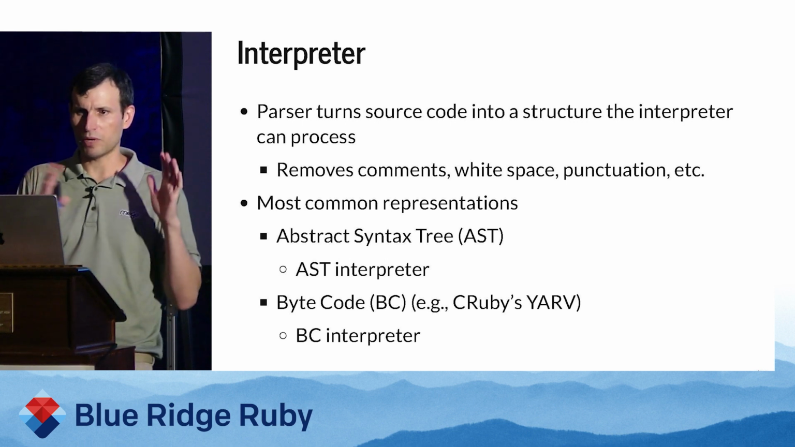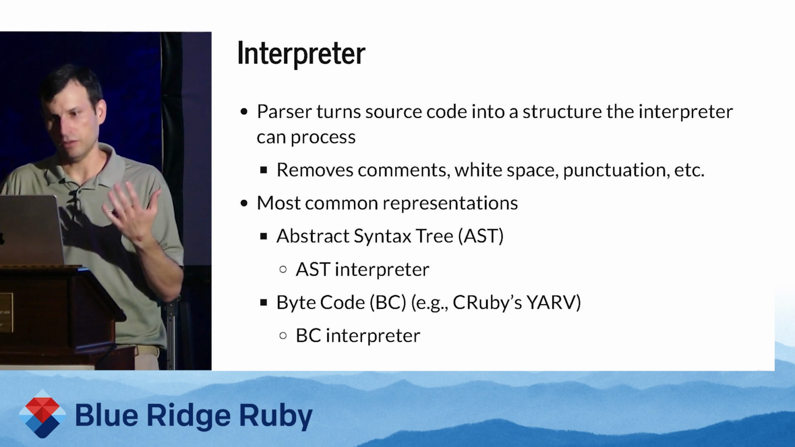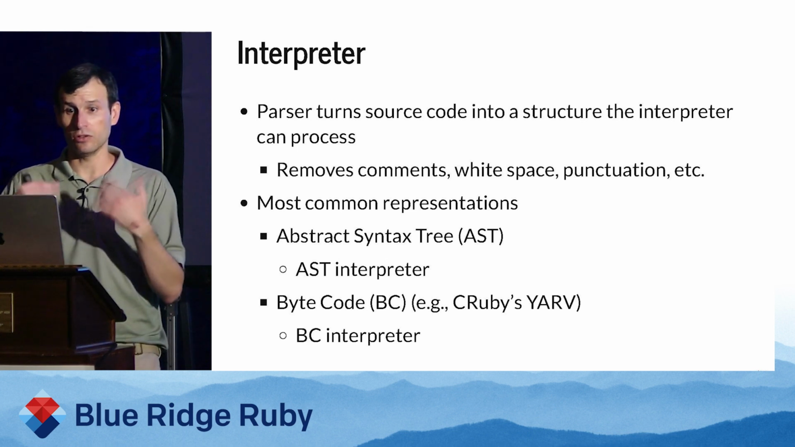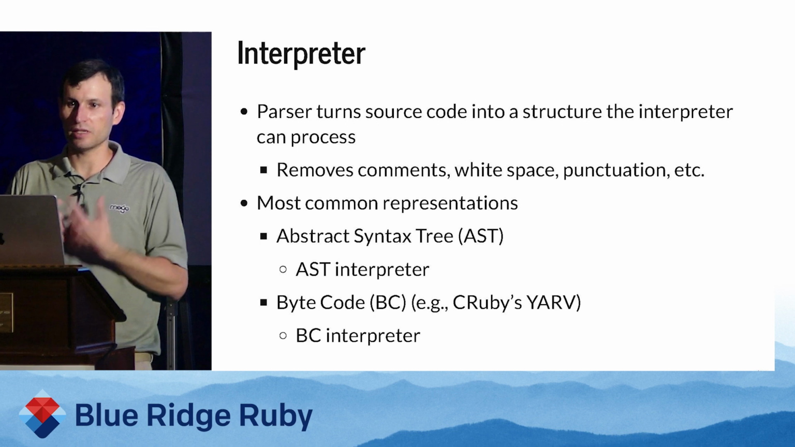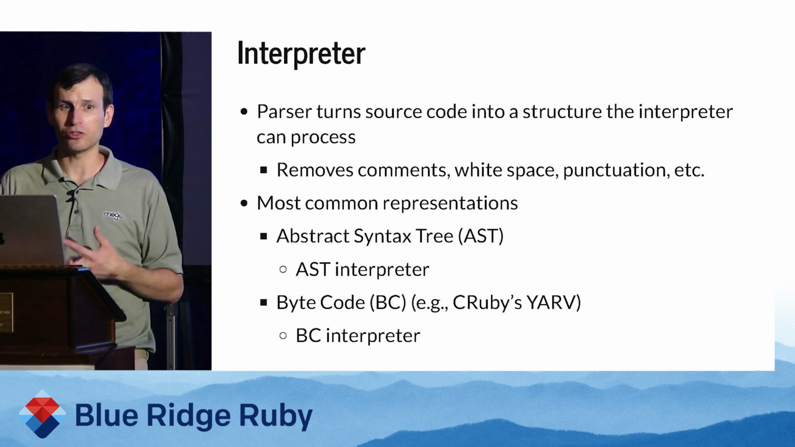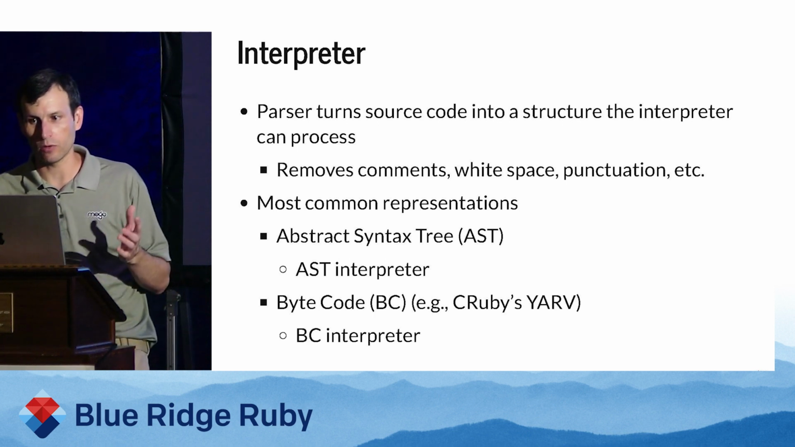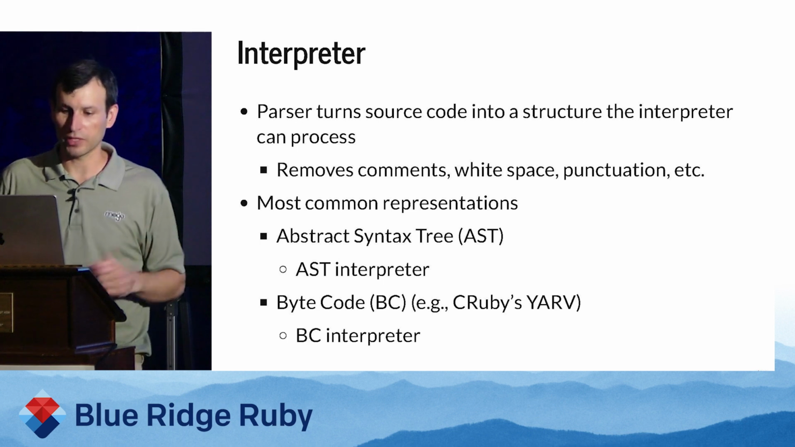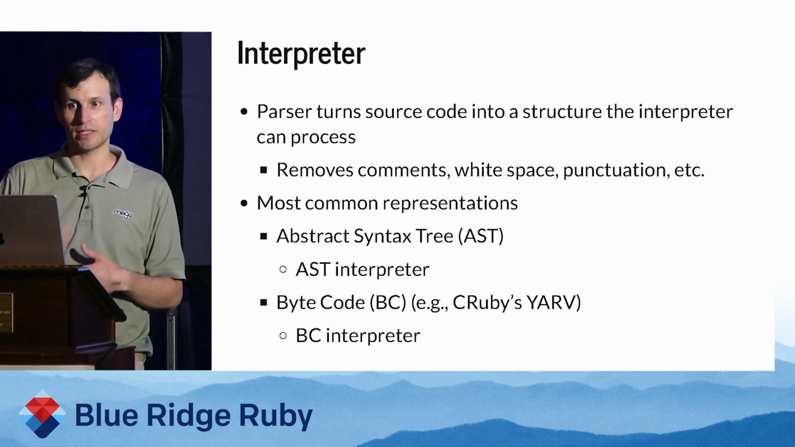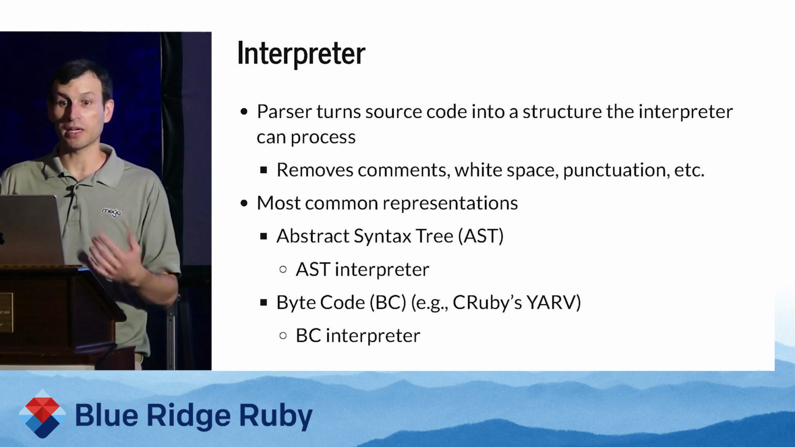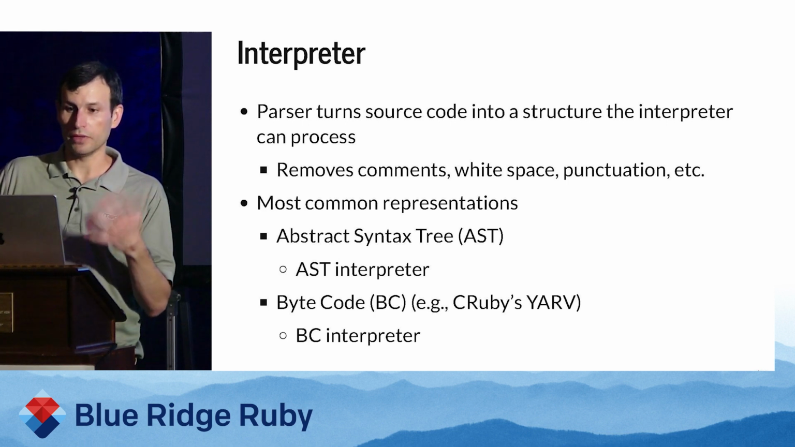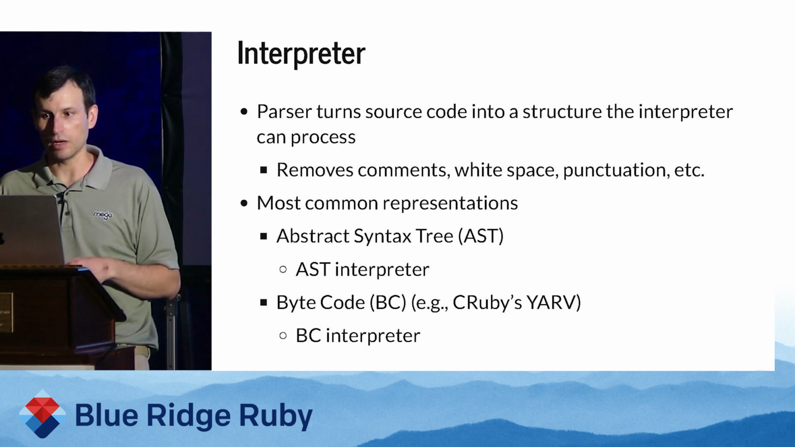Now, generally when we build compilers, they're done as a pipeline, and I just don't have time to get into all that. But one step is a thing called a parser. What it does is it takes your high-level Ruby code and turns it into something that the computer can more easily work with. Things like comments and white space and punctuation have no semantic meaning in the language, and they make it complex if you were trying to operate directly on that. So the parser will turn the code into either an abstract syntax tree or bytecode, and we can have AST interpreters or bytecode interpreters. In C Ruby, the one that you most likely use, the bytecode is something called YARV.